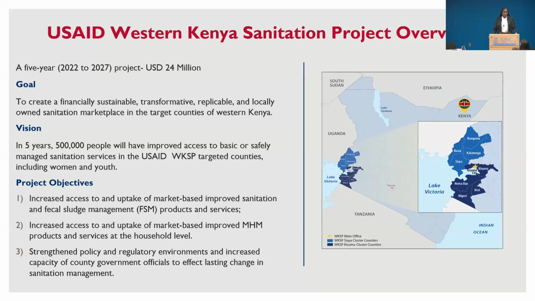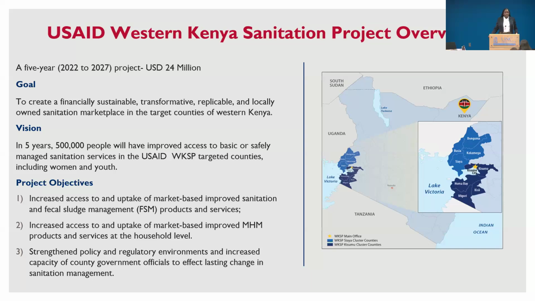As you're well aware, for a very long time, sanitation and hygiene have been less prioritized. And so through this project, we are implementing a market-based approach to address these challenges. Our main goal is to work with key actors that include the county governments and private sector actors to develop a financially sustainable, transformative, and most importantly, a locally owned sanitation marketplace in the region. We envision that after the 5-year period, we will have 500,000 people accessing basic and safely managed sanitation services. We are guided by 3 main objectives as we implement this project.